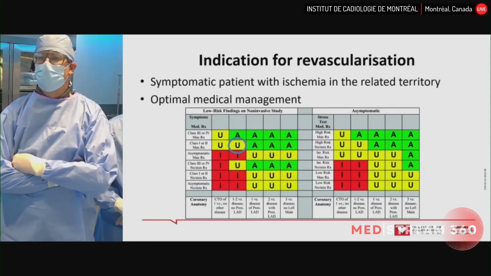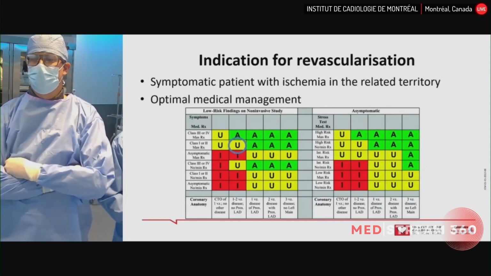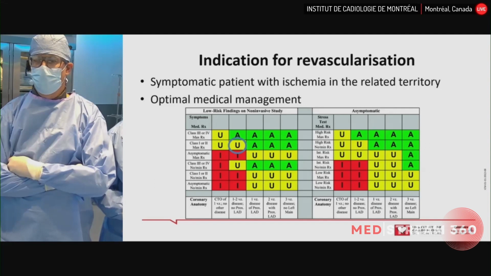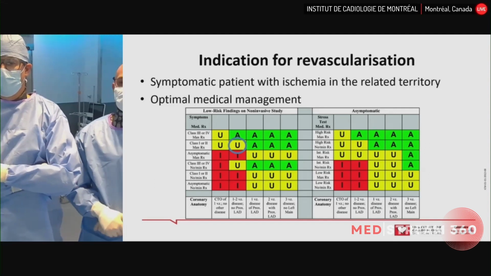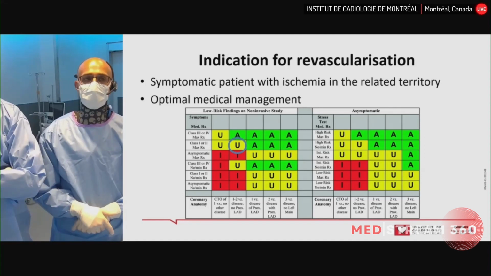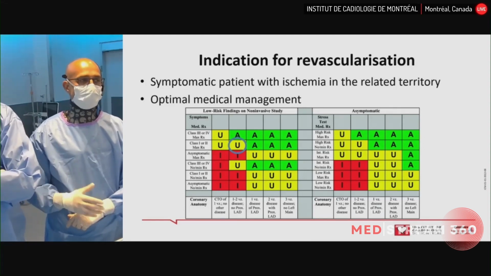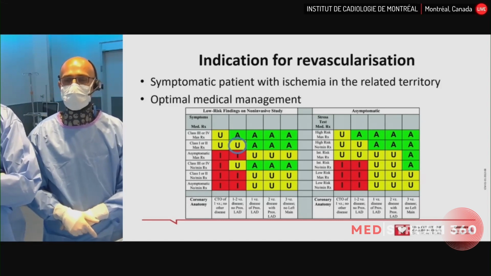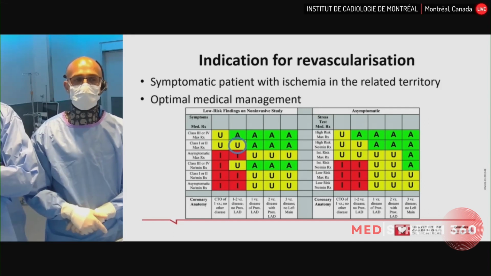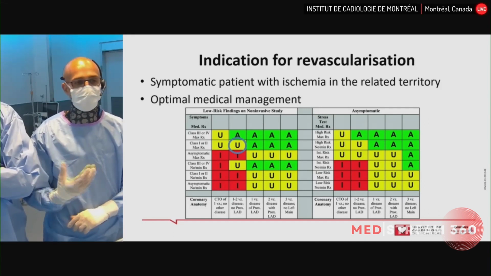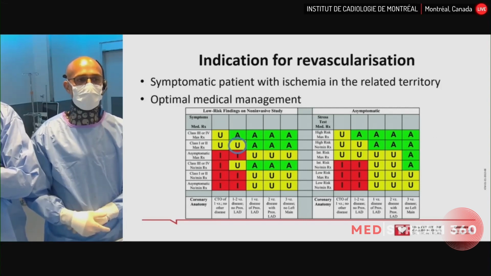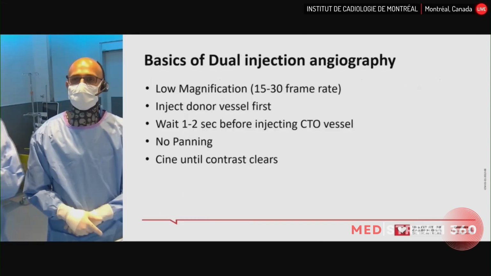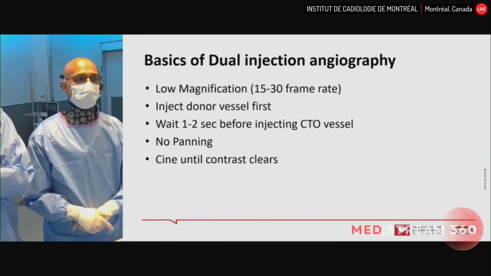So if we look at the criteria for appropriateness for revascularization in this case, we're dealing with a symptomatic patient that has ischemia in the related territory and is already on optimal medical management. If we go through the table, then revascularization becomes uncertain, but depends on how you take the symptoms and how you take into account the low ejection fraction of 40%. So it's either uncertain or adequate to perform the revascularization. Since the patient remains symptomatic with shortness of breath and occasional angina, we decided to go ahead with the revascularization of the CTO. So we'll discuss the basics of dual injection angiography.